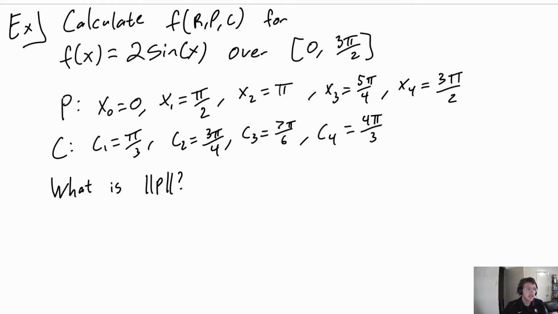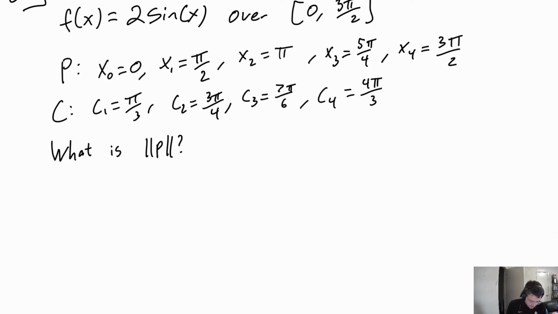Okay, let's take a look at a different example. Let's calculate R of f, P, C. So that is calculate the Riemann sum of the given function, which is 2 sine x, over this interval with these partition points and these sample points in the partition. So let's say we don't have access to Desmos, we can't draw a graph. Can we still calculate this signed area? Can we calculate this Riemann sum? And the answer is yes.